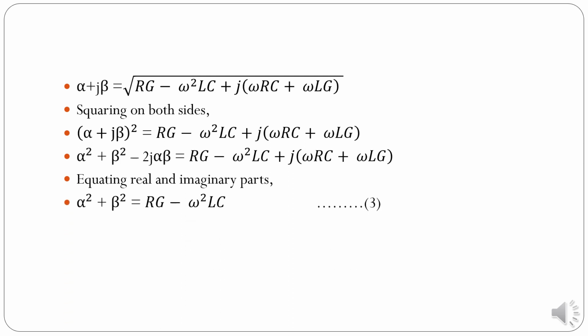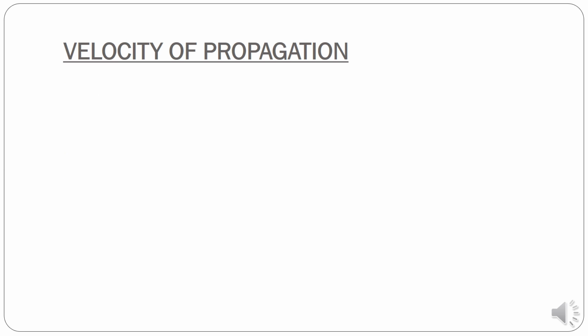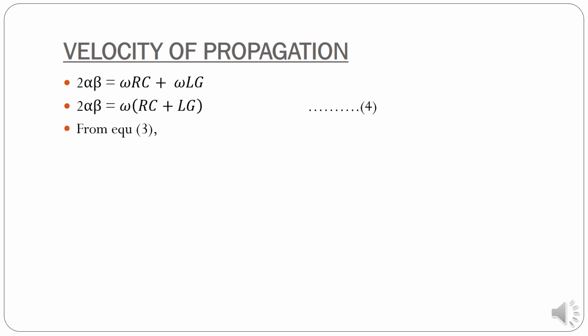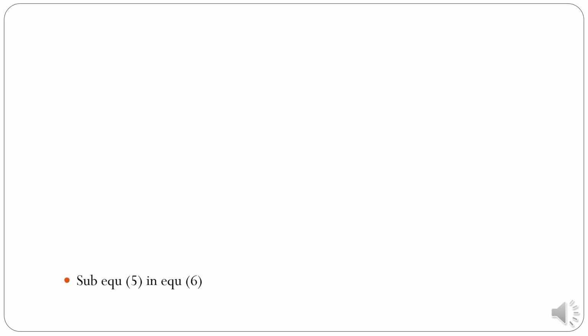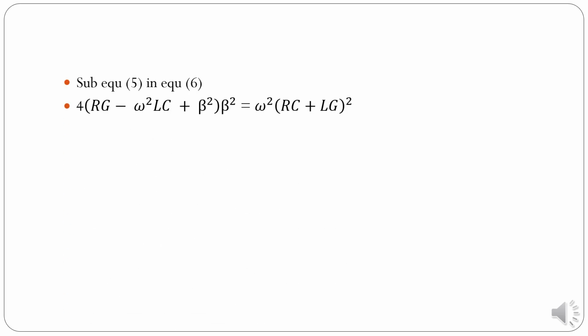Equating the real part and imaginary part separately, alpha square minus beta square is equal to RG minus omega square LC. And 2 alpha beta equal to omega RC plus omega LG, so 2 alpha beta is equal to omega (RC plus LG). From the first equation we know that alpha square is equal to (RG minus omega square LC) plus beta square. Squaring on both sides, we get 4 (RG minus omega square LC plus beta square) into beta square is equal to omega square (RC plus LG) whole square.